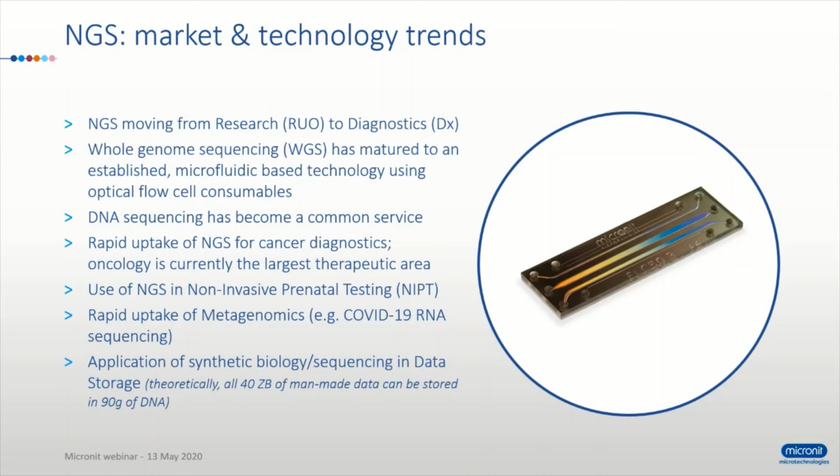In theory, all man-stored data up to today, which is about 40 zettabytes, can be stored in 90 grams of DNA if you use synthetic biology and sequencing techniques. This creates a huge potential. If you look at the Internet of Things and all the data stored these days in the cloud, we need more storage. DNA sequencing with the application of synthetic biology could be a very relevant area, and I see future growth there.